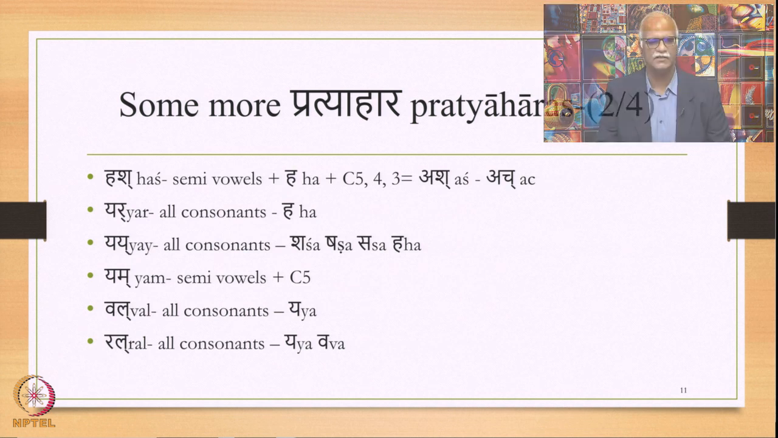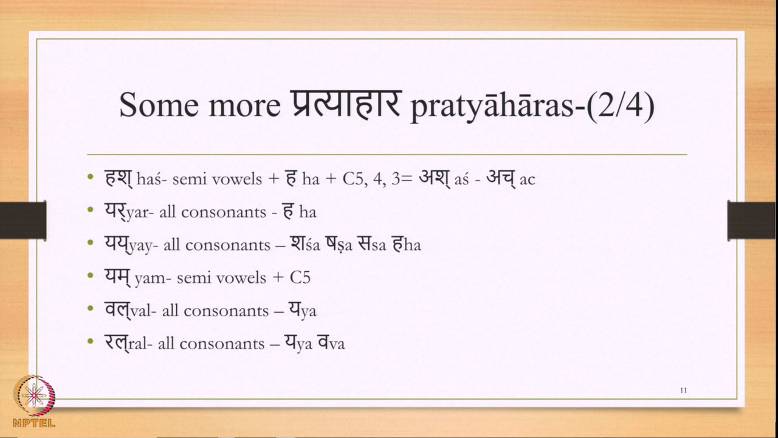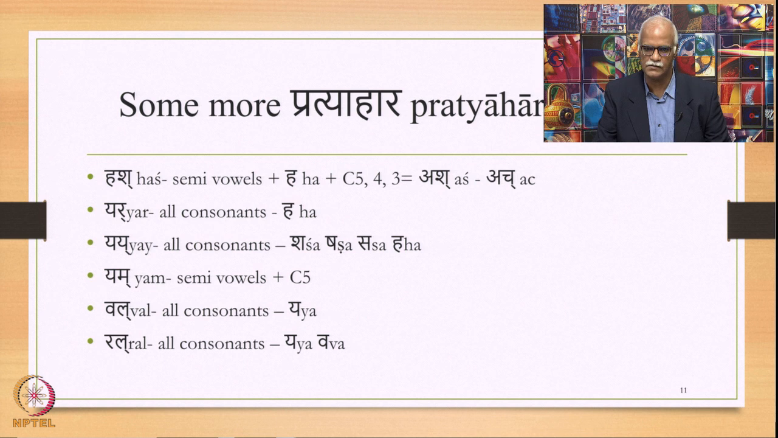Here are some more Pratyaharas. Hush stands for semi vowels plus ha plus consonants 5, 4 and 3. Hush can also be described as ash minus ach. Yar stands for all consonants minus ha. Yai stands for all consonants minus sha, sha, sa and ha. Yam stands for semi vowels plus consonants in column 5. Val stands for all consonants minus ya. Ral stands for all consonants minus ya and va.